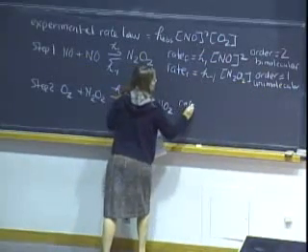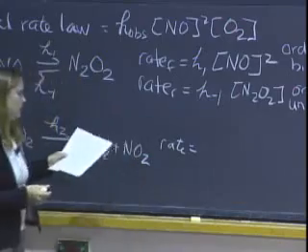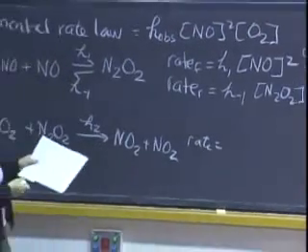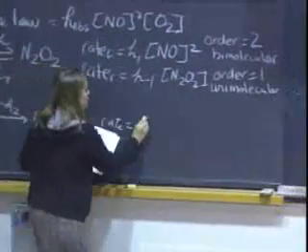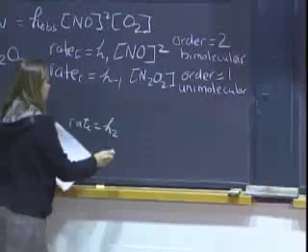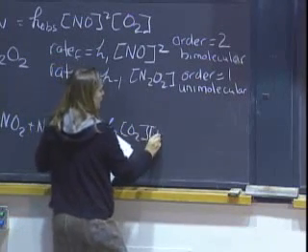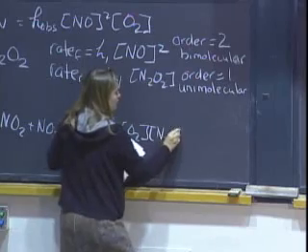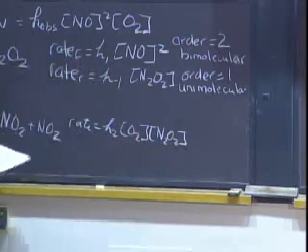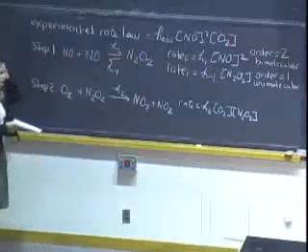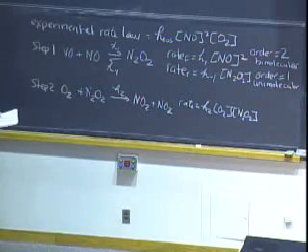So the rate for step 2 is what? K2 times, so it would be O2 and N2O2, the concentration of each. So again, we can write them exactly as written.